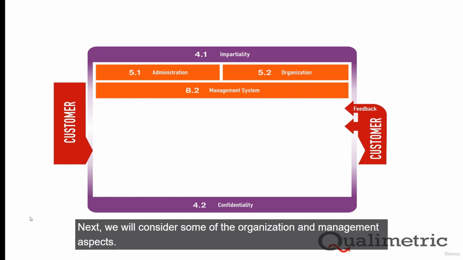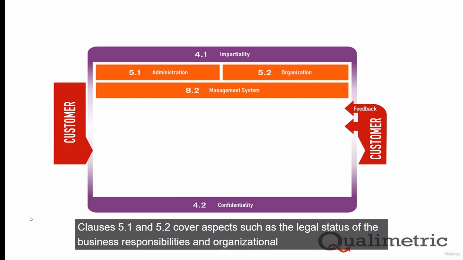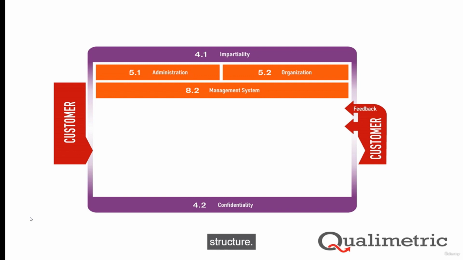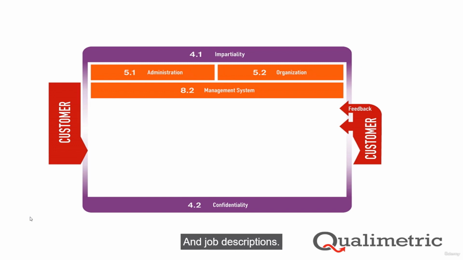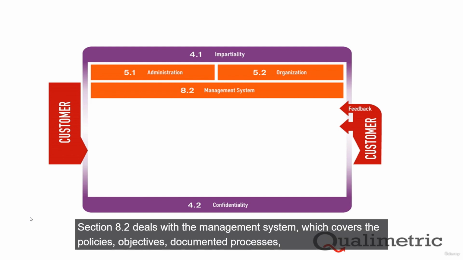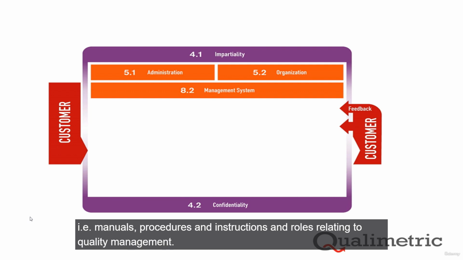Next, we will consider some of the organisation and management aspects. Clauses 5.1 and 5.2 cover aspects such as the legal status of the business, responsibilities and organisational structure, technical management, and job descriptions. Section 8.2 deals with the management system, which covers the policies, objectives, documented processes, i.e. manuals, procedures and instructions, and roles relating to quality management.